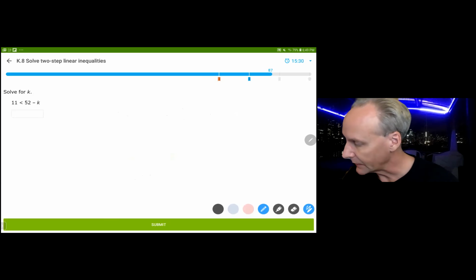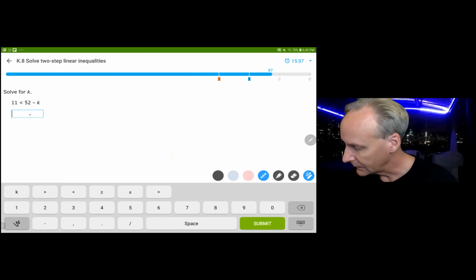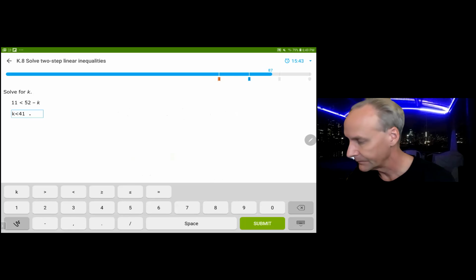All right, let's see what we got. I'm going to add the k and subtract 11. So I'm going to get 41. So I'm going to get k is less than 41. All I did was add k and subtract 11 from both sides.